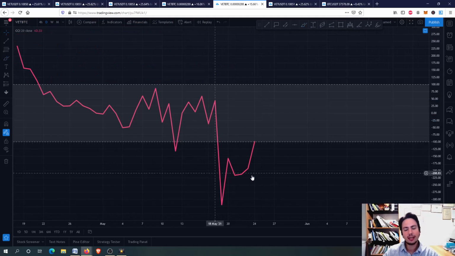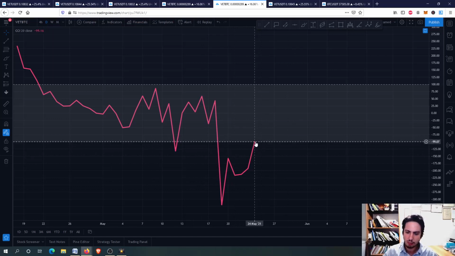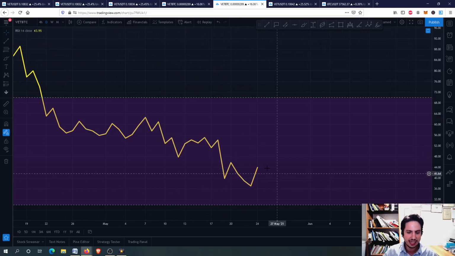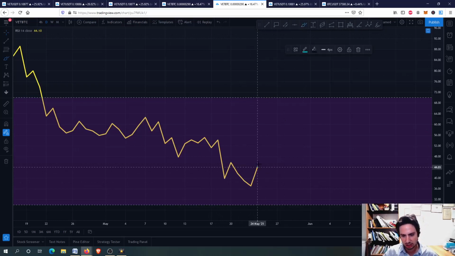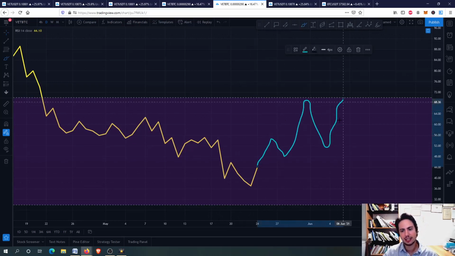And of course, the commodity channel index in the daily frame looks like the VECHAIN against USDT. You can see here we almost approached the minus 100. Now we want to go upwards. For the RSI, it is the same. We are between 30 and 70. Not an overbought, not an oversold situation, but what we want to see is having higher highs and higher lows, guys.